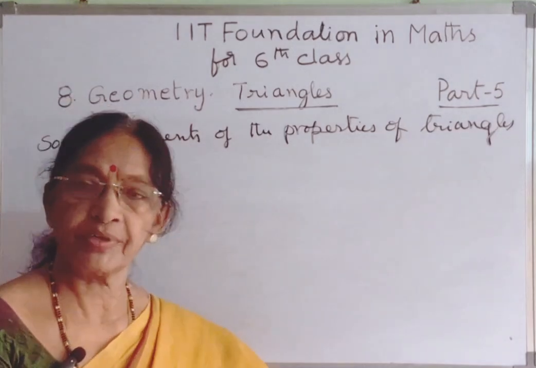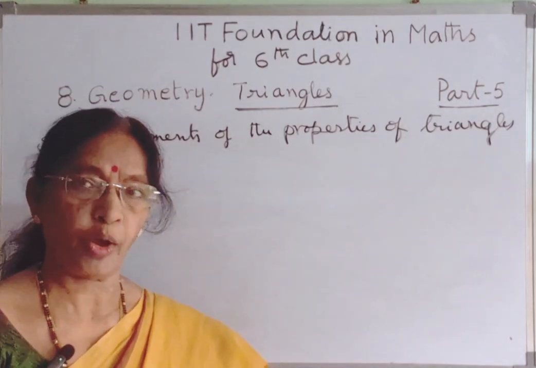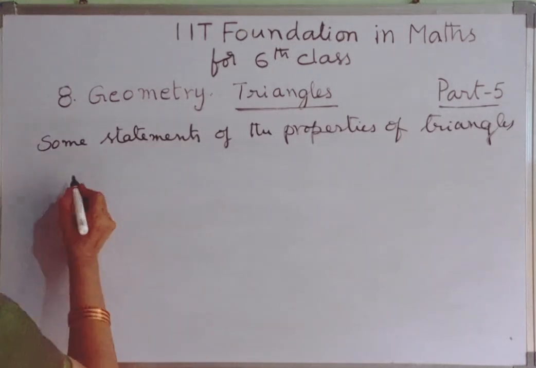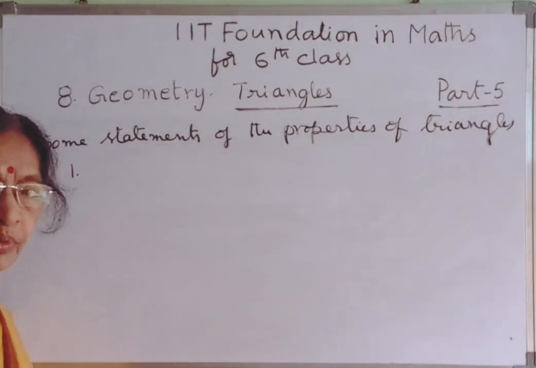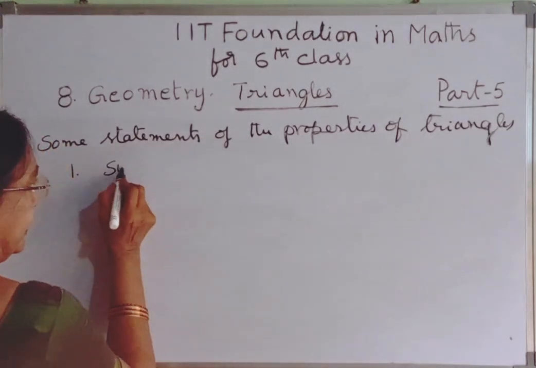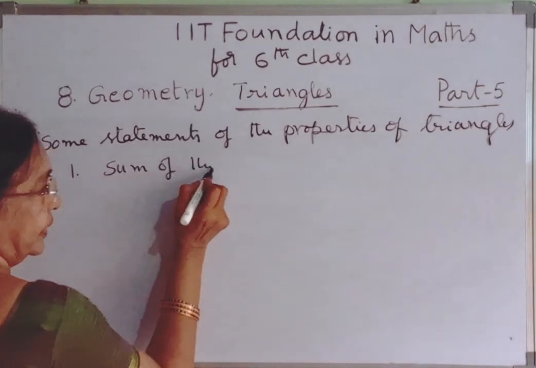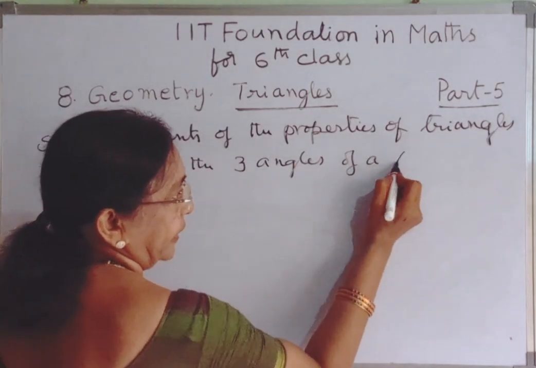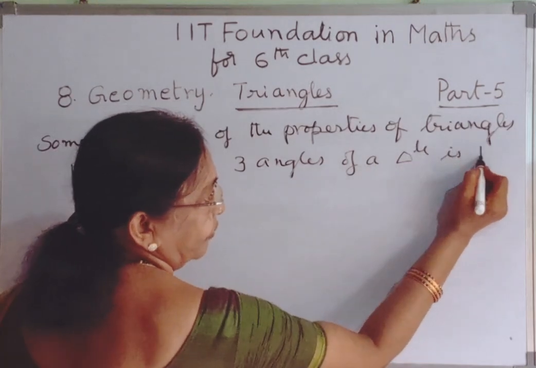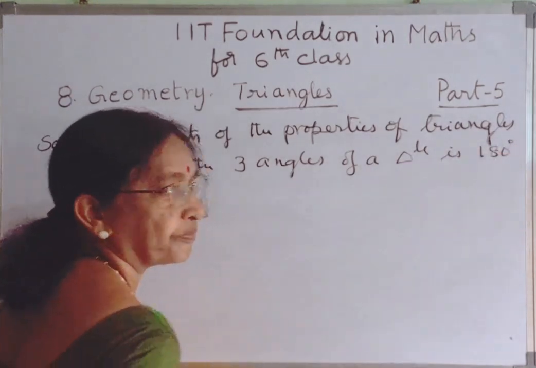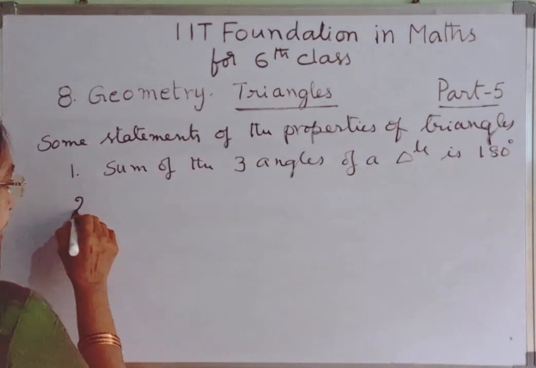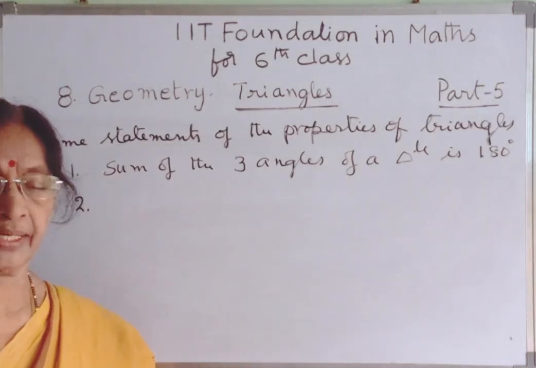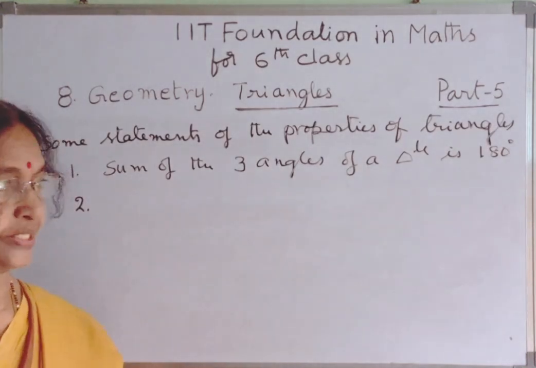Next, we will see some statements of the properties of a triangle. The sum of the three angles of a triangle is equal to 180 degrees. That is, the sum of the three angles of a triangle is 180 degrees. And the sum of any two interior angles of a triangle is equal to the exterior angle.